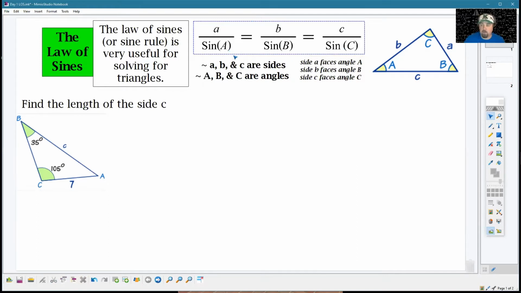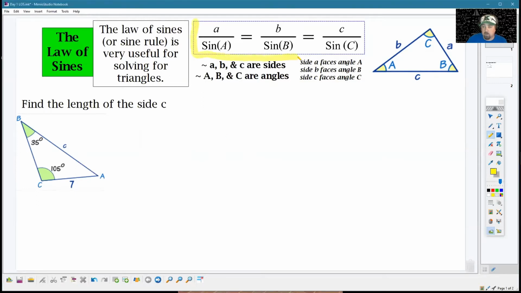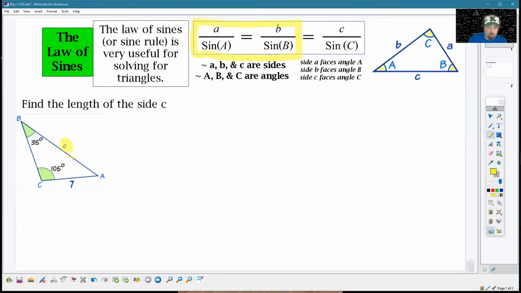And when you go to use this, you're never going to use all three of these fractions together. You're always going to make this as just two fractions that are equal, and then we'll use our algebra skills to solve for whichever part is missing. So we're going to start off with the length here. So we're going to find the length C. This is what I want to find. Now C is opposite the angle 105, so that's one we're going to use.